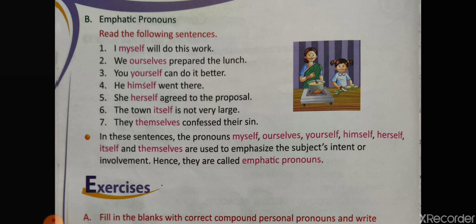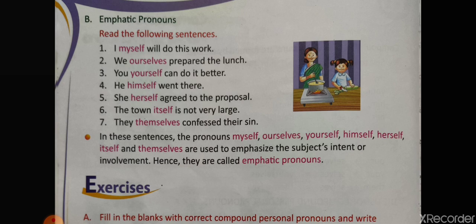You yourself can do better. Who is doing the work? You. And who can do the work better? You only, right? So you yourself can do better. He himself went there. She herself agreed to the proposal. The town itself is not very large. They themselves confessed their sins. So in these sentences, the pronouns myself, ourselves, yourselves, himself, herself, itself, and themselves are used to emphasize the subject's intent or involvement. We'll do the exercise and then you will understand it better.